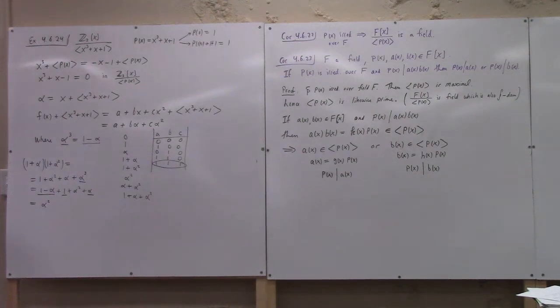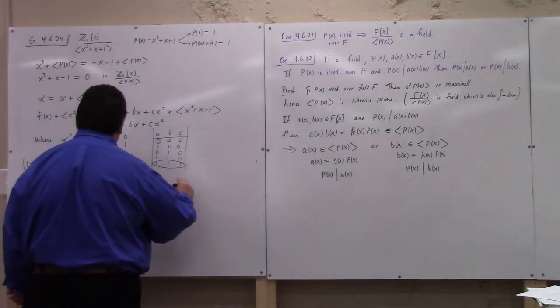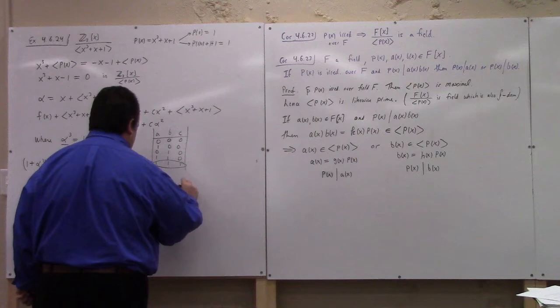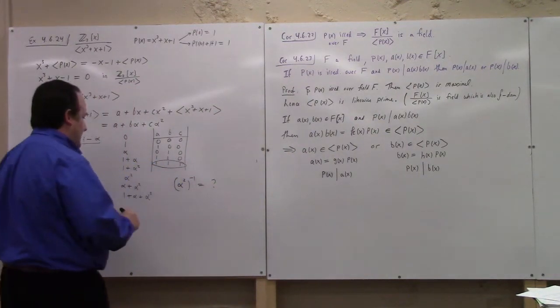So an interesting question to ask is, what's the inverse of any particular element in here? Because this is allegedly a field, there's got to be an inverse amongst these choices for every one of these non-zero elements. I mean, 1's inverse is 1, great. What's the inverse of alpha squared? Can we figure that out?